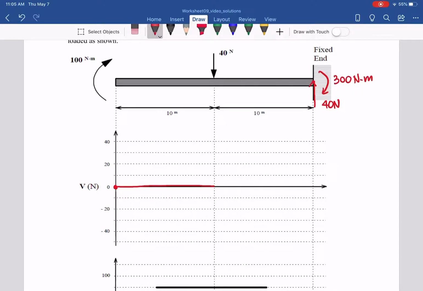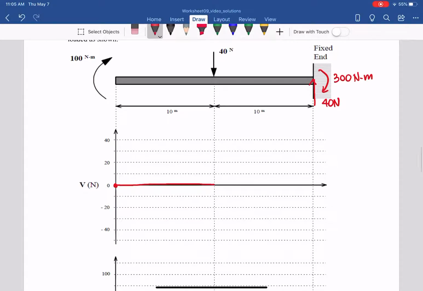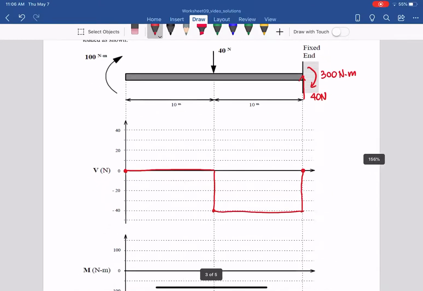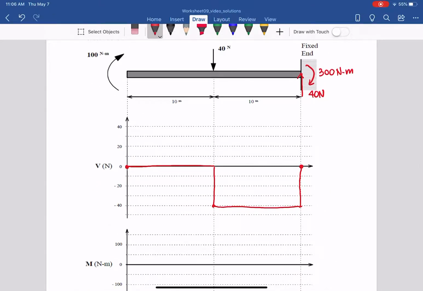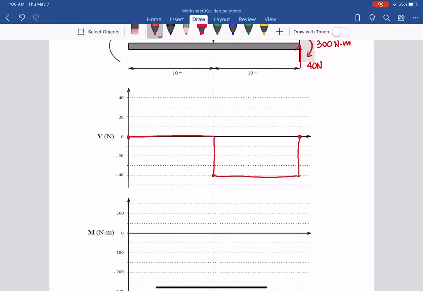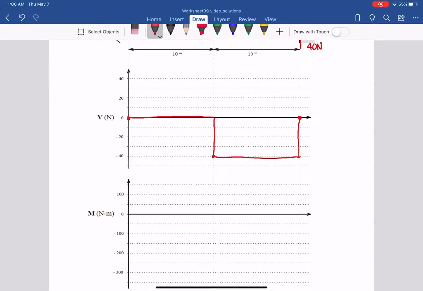So create the continuity on the shear diagram and move down 40, because the load moves down. And then there is nothing in the last 10 meters, so you have horizontal 40. And then you have the 40 Newton reaction going up. So create the discontinuity in the shear diagram, move up 40 Newton, and it stops at 0. And that's what we have for the shear diagram, right? Start from 0 on the left, and it has to close at 0 on the right side. And from that we continue with the moment diagram.